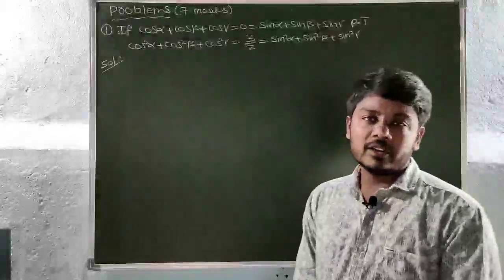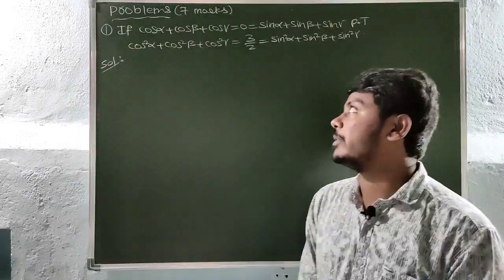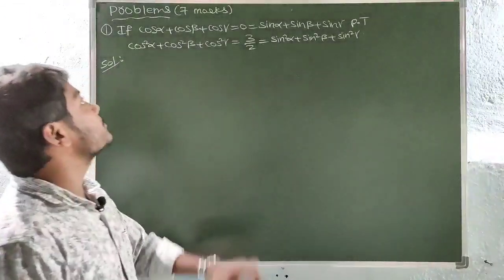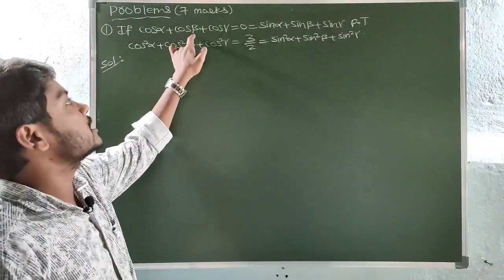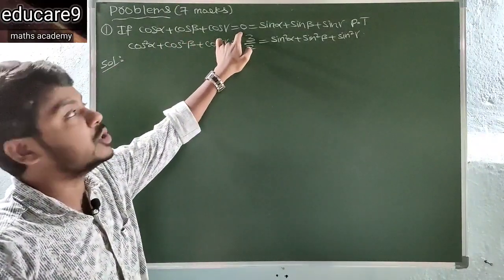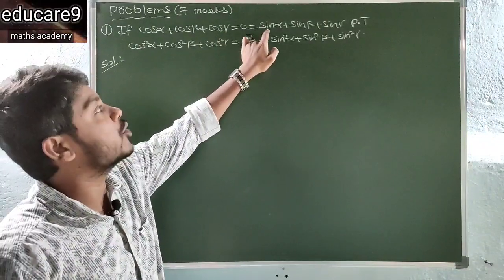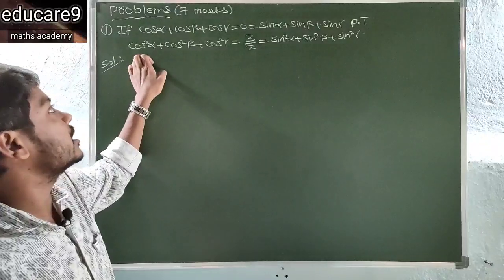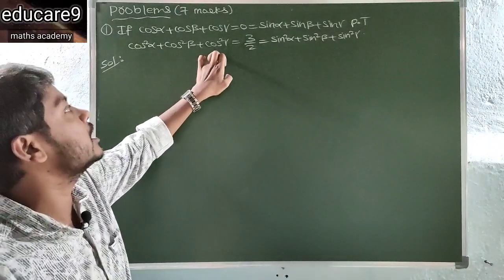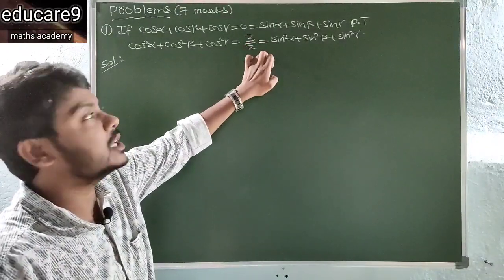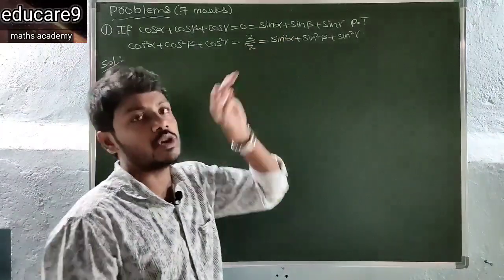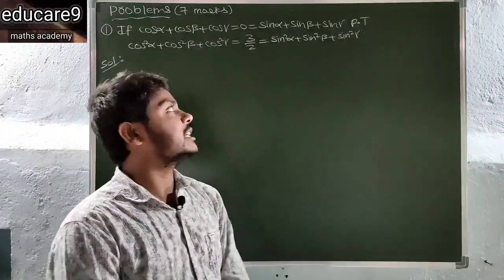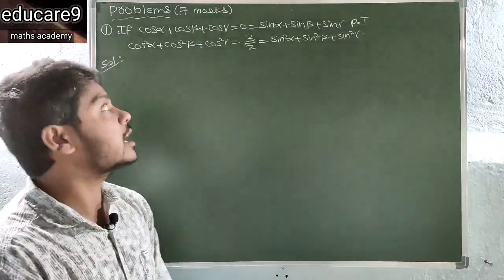Hi, hello everyone. For this session, we will discuss a few problems. See the first problem. If cos alpha plus cos beta plus cos gamma is 0 and this is also equal to sin alpha plus sin beta plus sin gamma, prove that cos square alpha plus cos square beta plus cos square gamma is equal to 3 by 2. This is also equal to sin square alpha plus sin square beta plus sin square gamma.